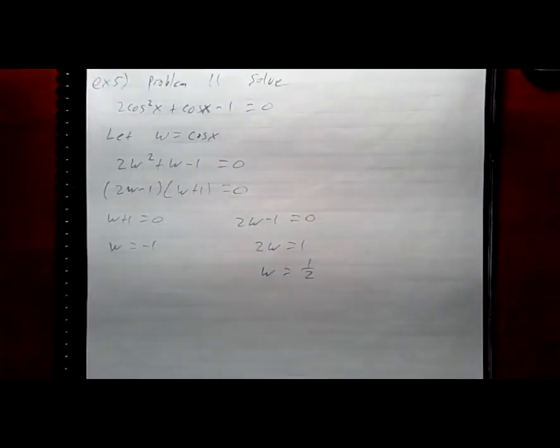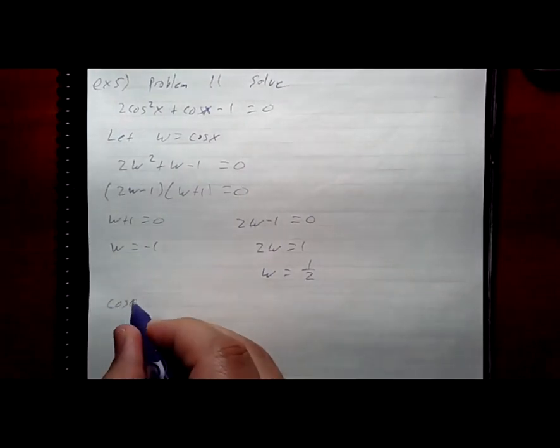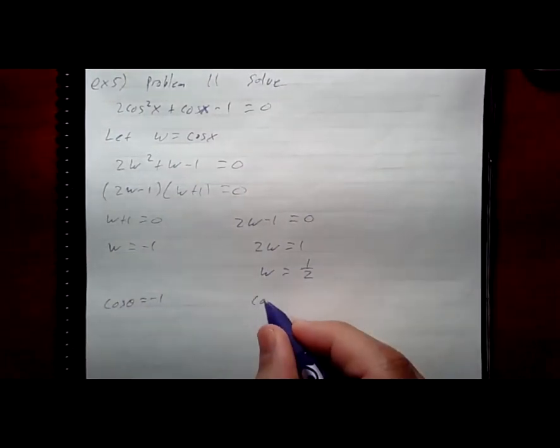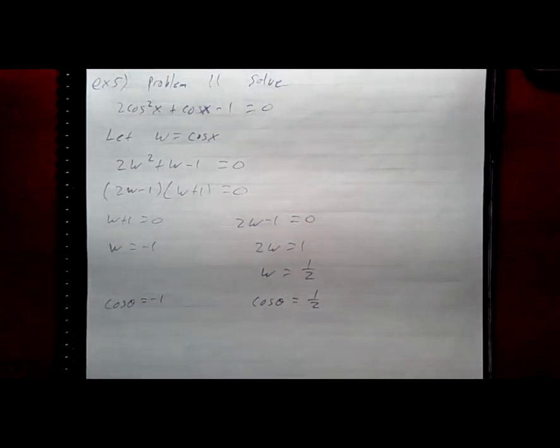Of course, w is meaningless because we made it up. So replace w with cosine. That's what it's supposed to be. And then find out what angle gives you -1 and 1/2. Right?